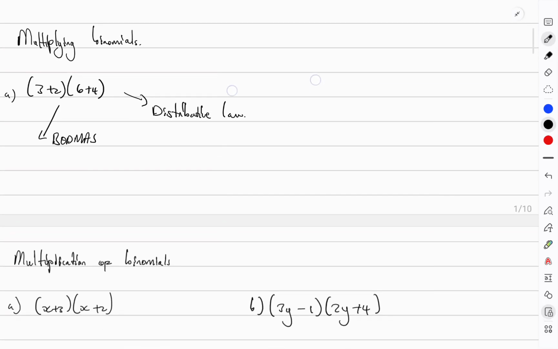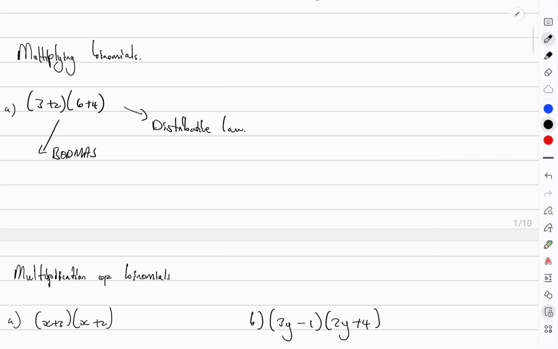Right. Let us look at the second one. Now I am having a multiplication of binomials. 2 terms multiplying 2 terms. I'm going to use BODMAS, and I'm also going to use distributive law. And let us see if the answer will be the same. So with BODMAS, I'm having 3 plus 2, open bracket 6 plus 4. What is 3 plus 2? I'm going to have a 5, because I'm dealing with whatever that is inside the bracket. And what is 6 plus 4? I'm going to have a 10. And what is 5 times 10? I'm going to have a 50 as my answer.